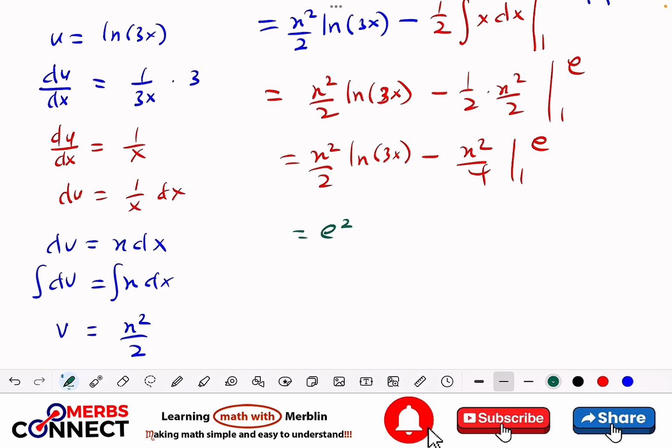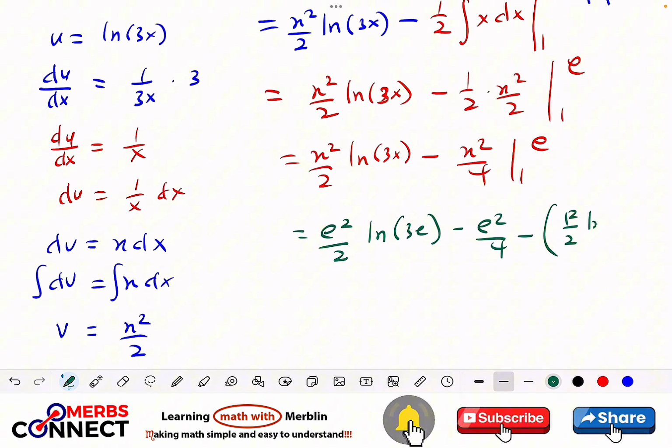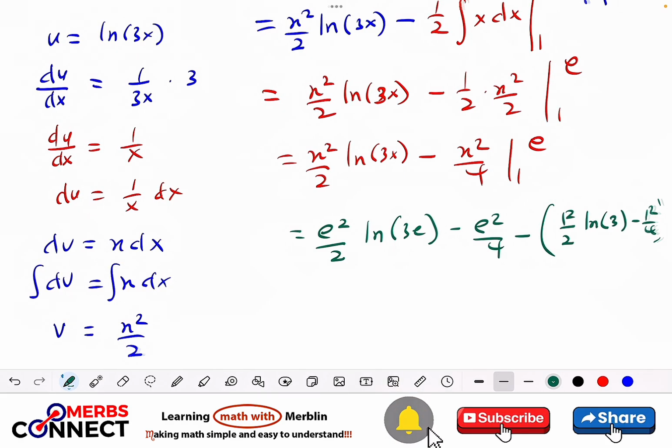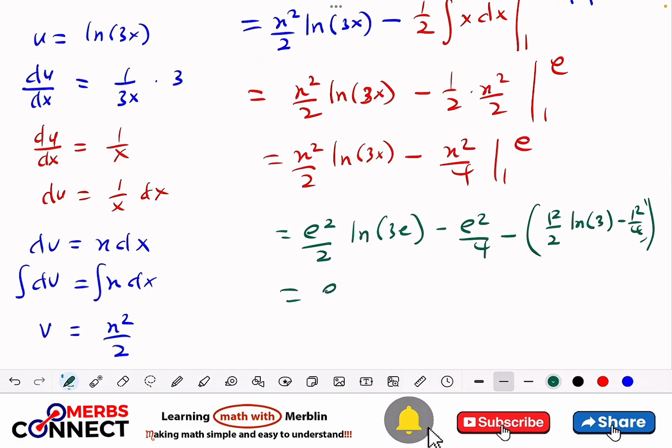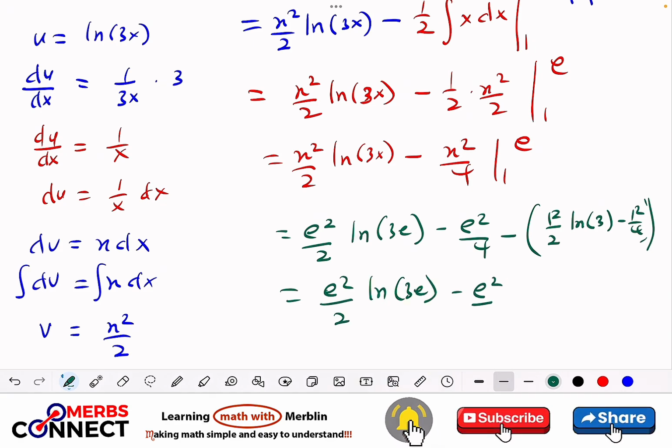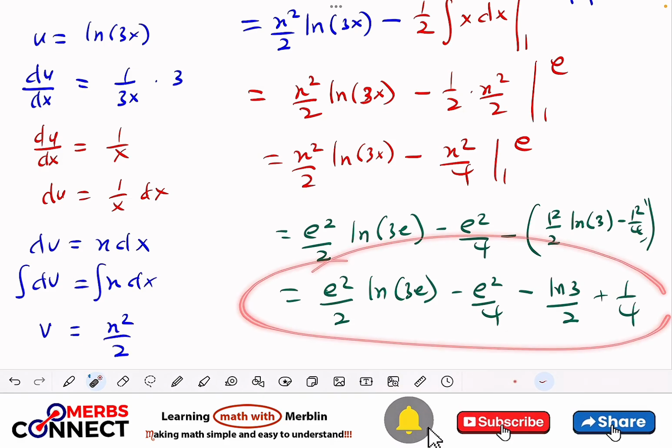So this is going to be e squared divided by 2, natural log of 3e minus e squared divided by 4, minus, plug in 1 squared divided by 2 natural log of 3 times 1, what is natural log of 3, then minus 1 squared divided by 4. Simplify that: e squared divided by 2, natural log of 3e minus e squared divided by 4, minus 3 divided by 2 plus 1 over 4. So this is what you're going to get for this.